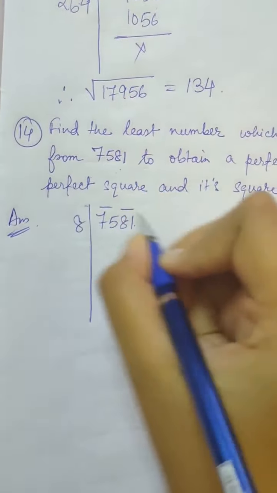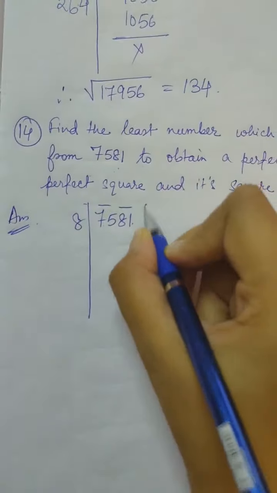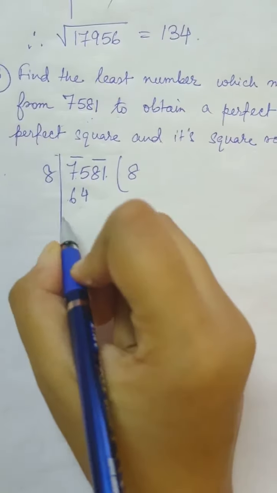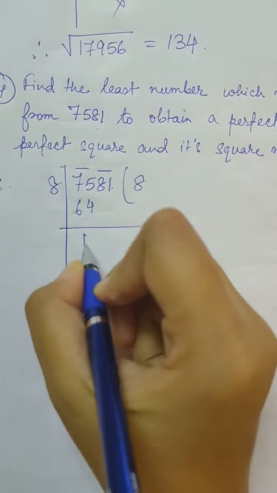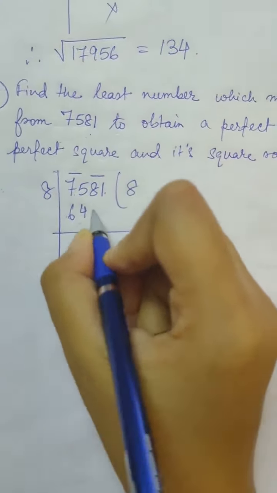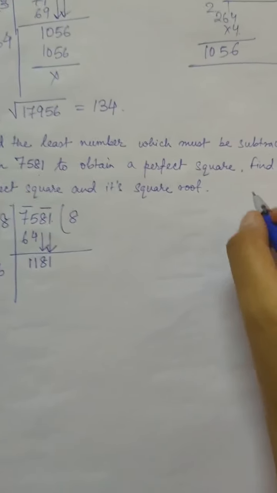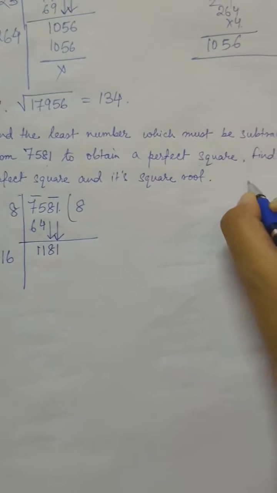So 8 into 8 gives us 64. 9 into 9 is 81, which is more than 75. So we have to take 8 into 8, 64. Then the remainder is 11, and 81 comes down. So the double of 8 is 16 now. Now if you multiply this 16, we have to try this first. I am trying it with 5.